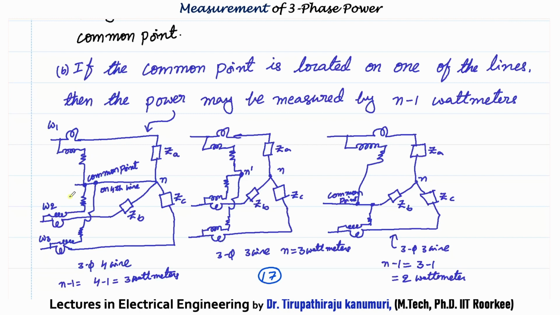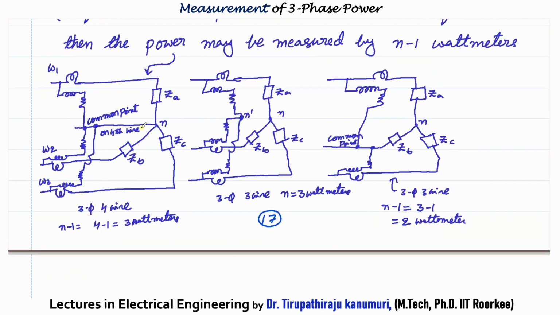Using 2 wattmeters, we cannot measure the power in the case of an unbalanced star connection with neutral point. Only if the neutral point is not available can we go with 2 wattmeters. This you have to remember: either we can go for 3 wattmeters or 2 wattmeters. But if there is a 4-wire system, we always have to go for 3 wattmeters if the load is unbalanced.